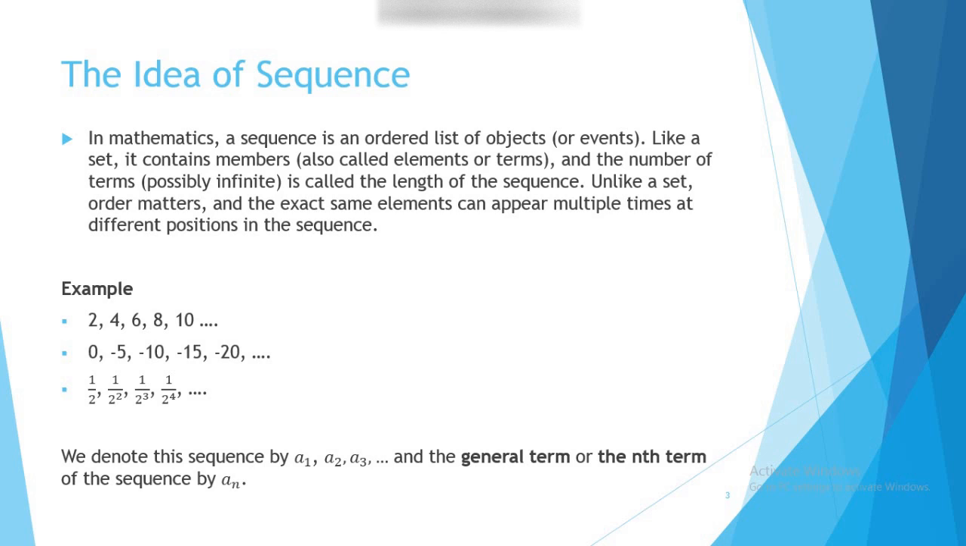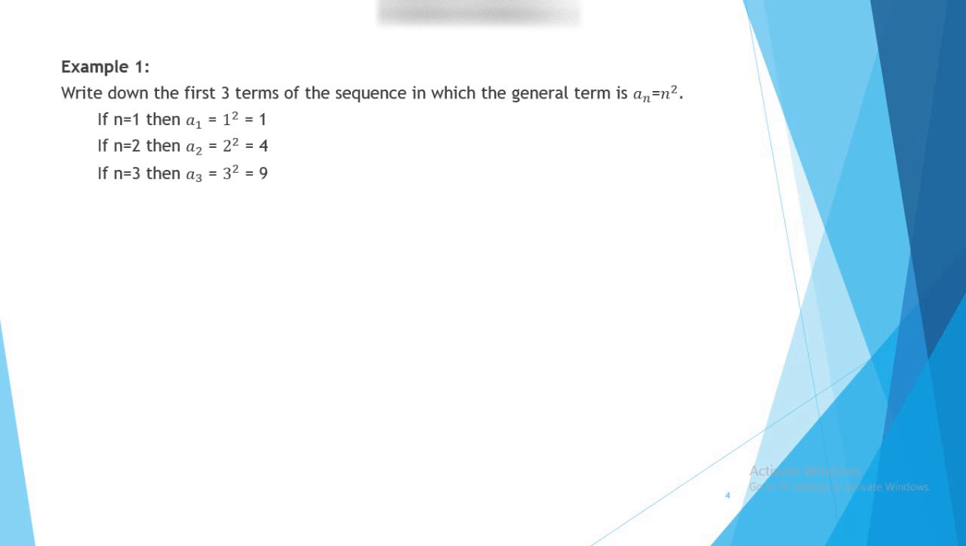We denote this sequence by a1, a2, a3, and so on, and the general term or the nth term of the sequence by an. So let's have an example. Write down the first three terms of the sequence in which the general term is an equals n squared. If n equals 1, then a1 equals 1 squared equals 1. If n equals 2, then a2 equals 2 squared equals 4. If n equals 3, then a3 equals 3 squared equals 9.